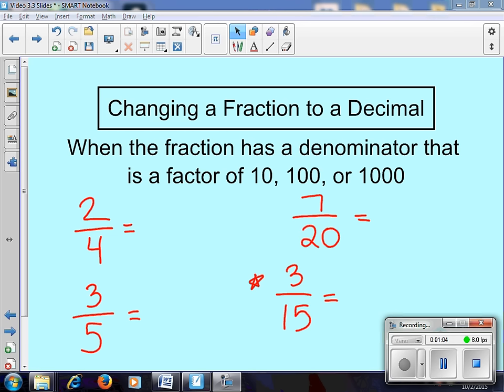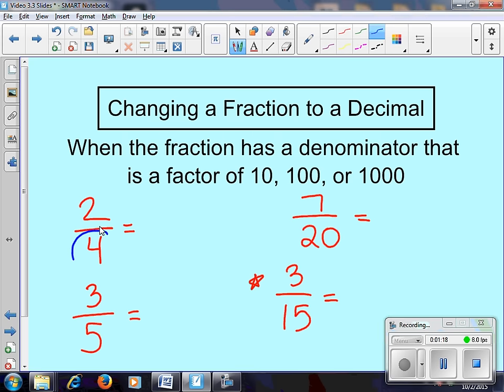Let's see if we can change these fractions into fractions that have a denominator of 10, 100, or 1,000. And then we can easily change that to a decimal. Let's look at 2/4. Let's look at the denominator of 4. Is 4 a factor of 10? No. Is 4 a factor of 100? Yes. So I can make 2/4 equivalent to a certain amount of hundredths. And by doing that, I can see what number when multiplied by 4 gives me 100. Well, that's 25. So 4 times 25 is 100, and whatever I do to the denominator, I do to the numerator.